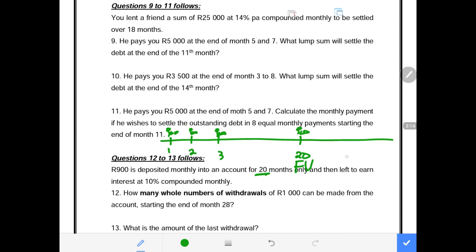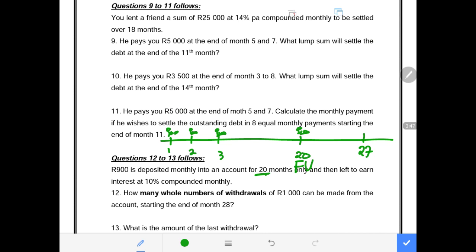Then this future value will earn interest up until month number 27. Not to say it won't earn interest in month number 28. It's just that in month number 28, this person begins to make withdrawals. So now we have to stop just one period before. Then after, we deal with the rest of the calculations.